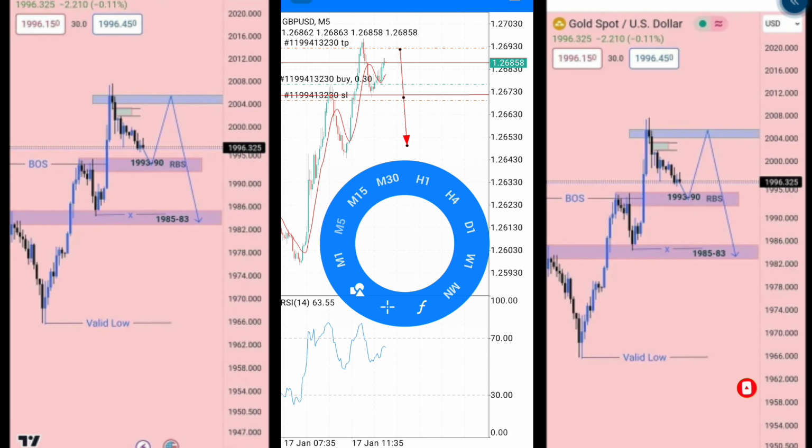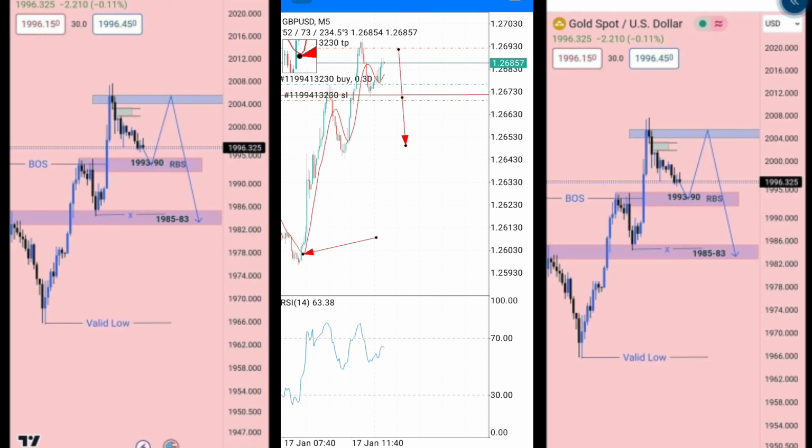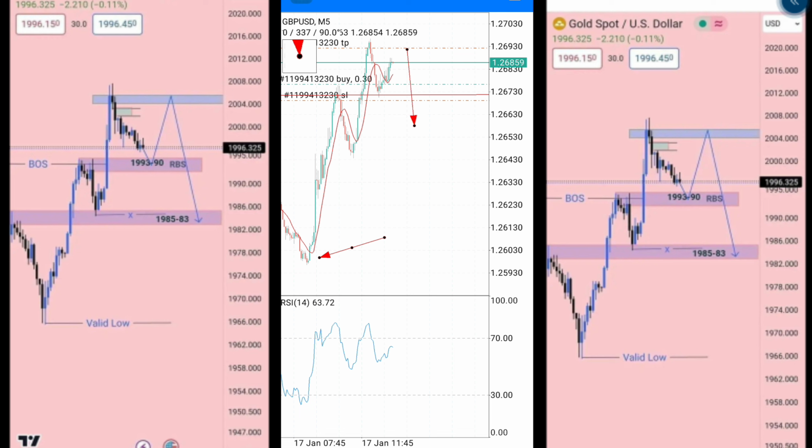So our valid low is going to be somewhere here. Our valid low will be here. This is our valid low, right? So if price from this point gets to this point and breaks this neckline, it's definitely going to take out this low. So this low becomes invalid because it's not going to be that strong to hold it. Definitely price will push down to this valid low. This is our valid low right here.